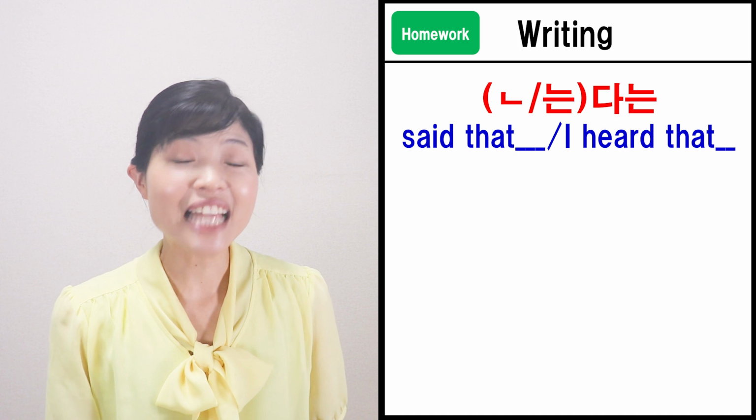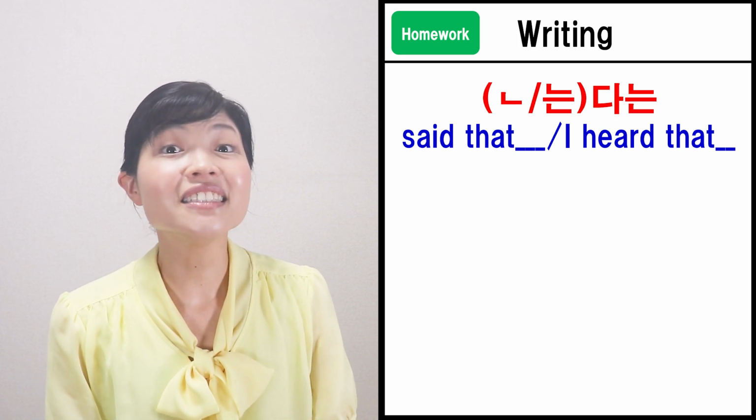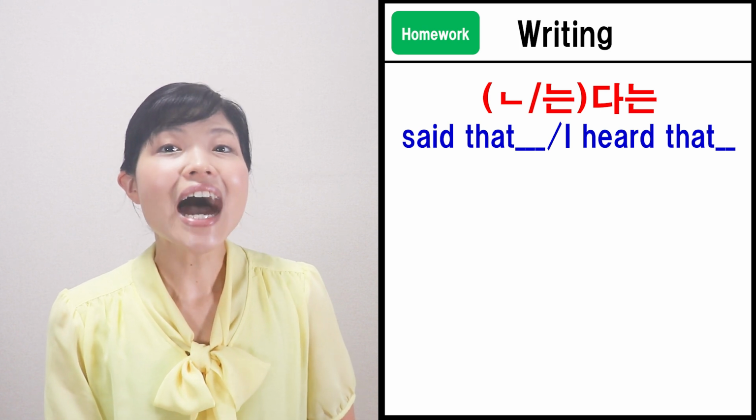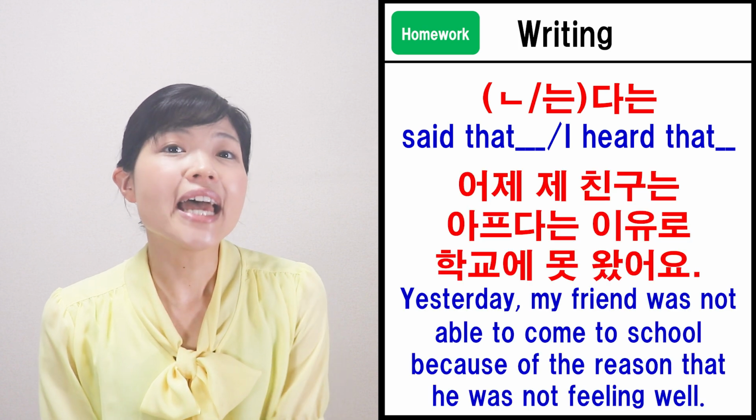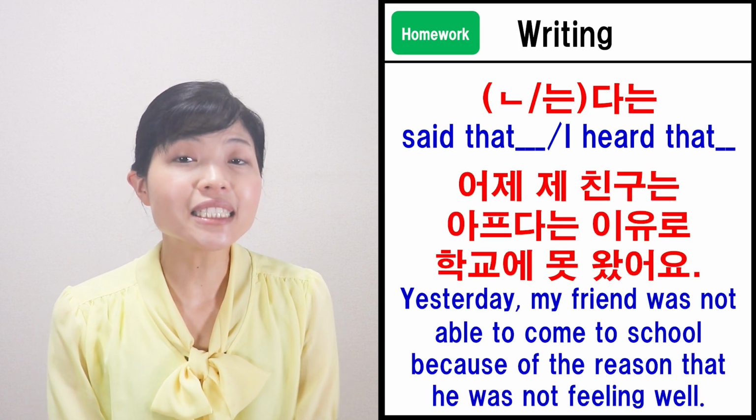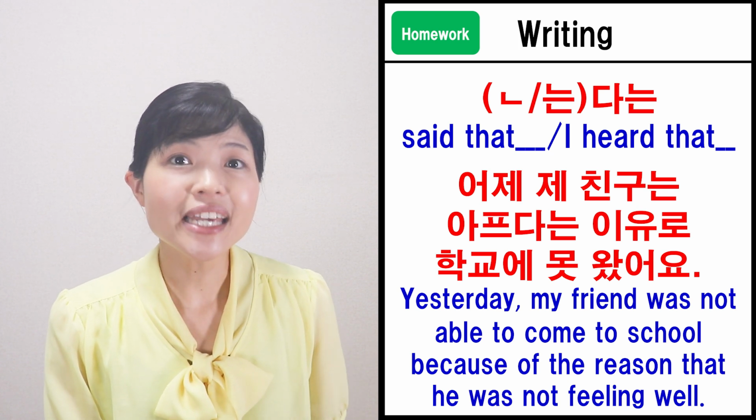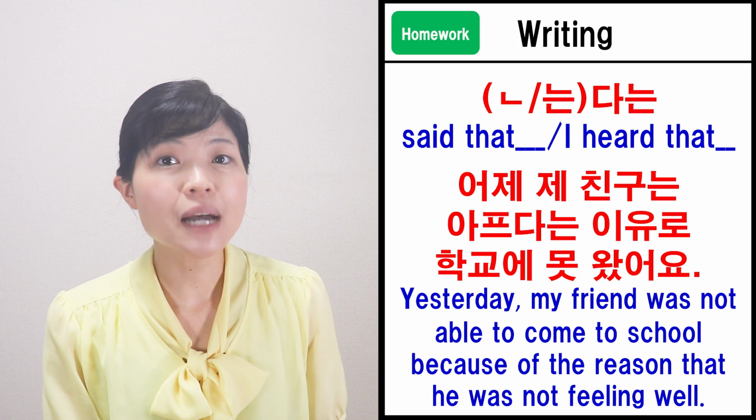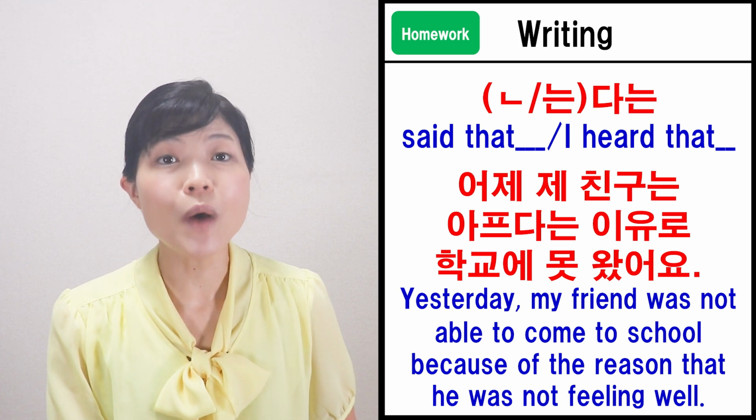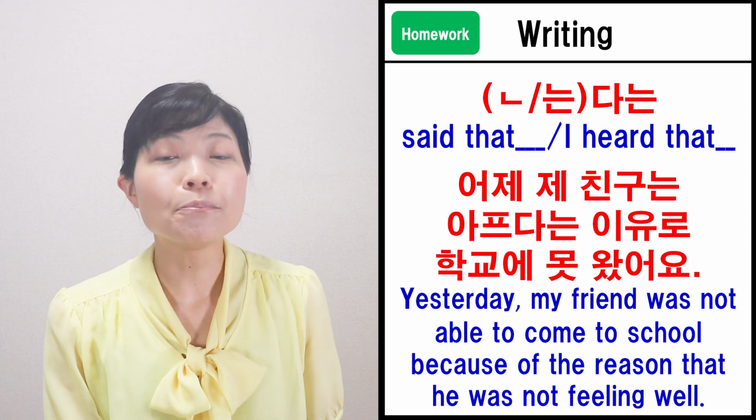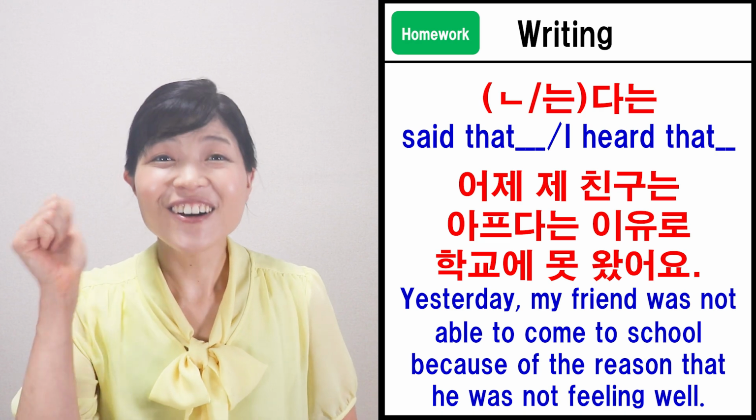Okay? For the third sentence, please tell me what someone said by using 니은, 는다는. Said that. I heard that. For example, I can say 어제 제 친구는 아프다는 이유로 학교에 못 왔어요. Yesterday, my friend was not able to come to school because of the reason that he was not feeling well. Pay attention that 아프다는 is modifying the noun, 이유, reason, okay?